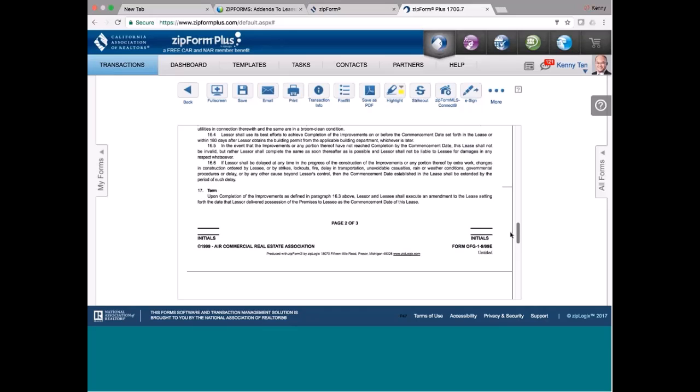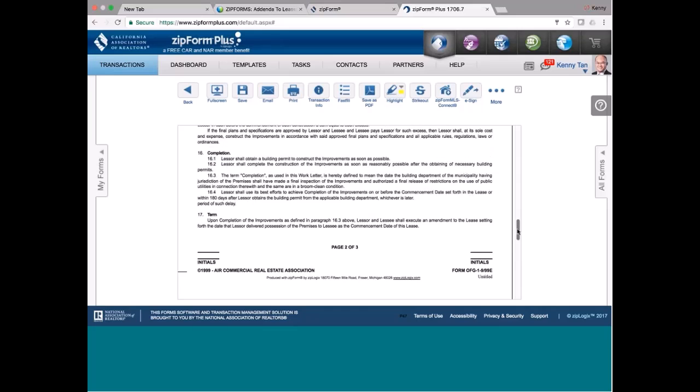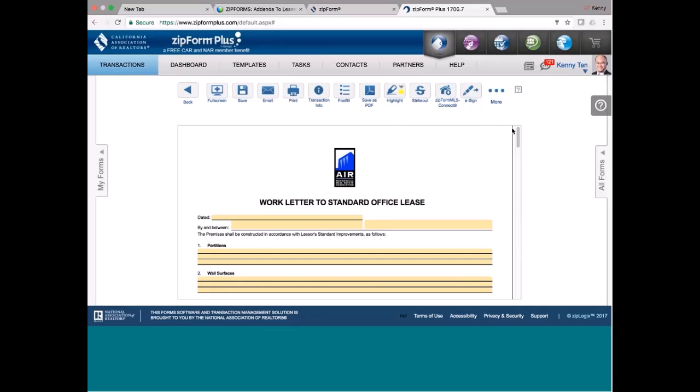Okay? And then the term here, it says, upon completion of the improvement as defined in paragraph 16.3 above, lessor and lessee shall execute an amendment to the lease setting forth the date that lessor delivered possession of premises to lessee as the commencement date of this lease. So sometimes when there's tenant improvement work, you need to address when the lease starts, because usually if you're a tenant, you want to wait until all the work has been completed before you move in. And usually most people want the lease to start when they move in. Okay, so this is a standard work letter that you will include in case of any tenant improvement work that needs to be done.